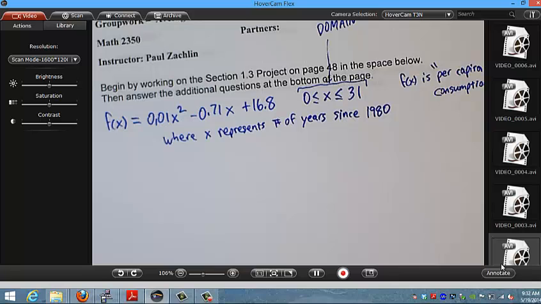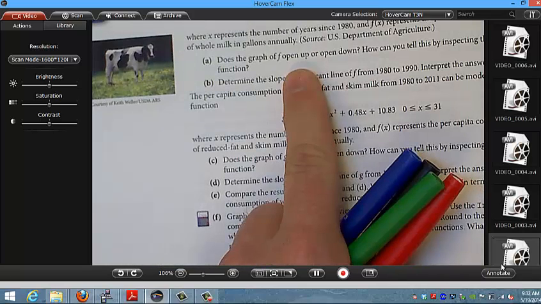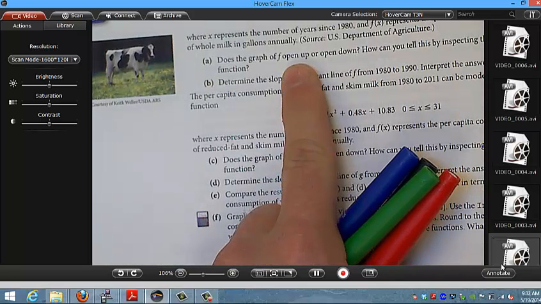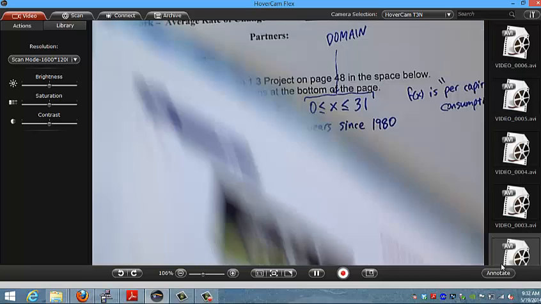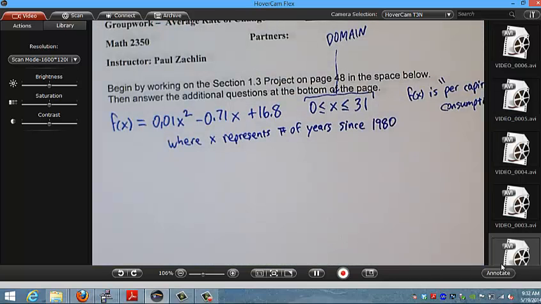And so now maybe we can understand what part A is really asking. It says, does the graph of f open up or open down? How can you tell this by inspecting the function? I'll tell you what I'm going to do. I'm going to go ahead and put the function into my graphing calculator because I'm going to want that later. Okay? And so let me go ahead and pull out a graphing calculator here.